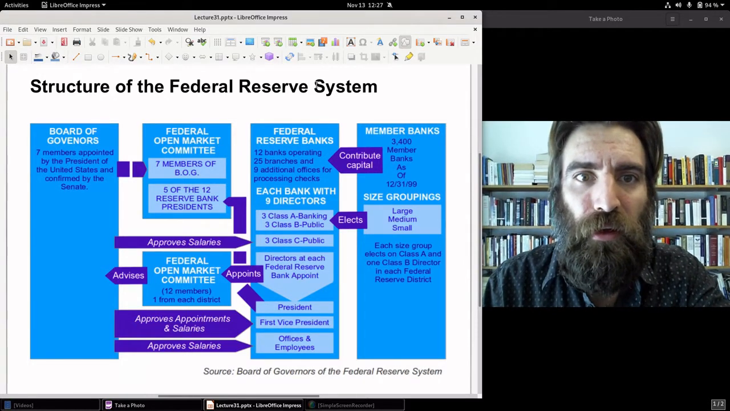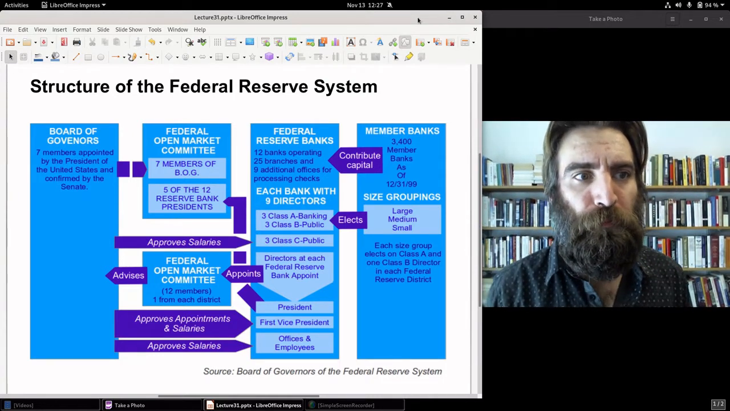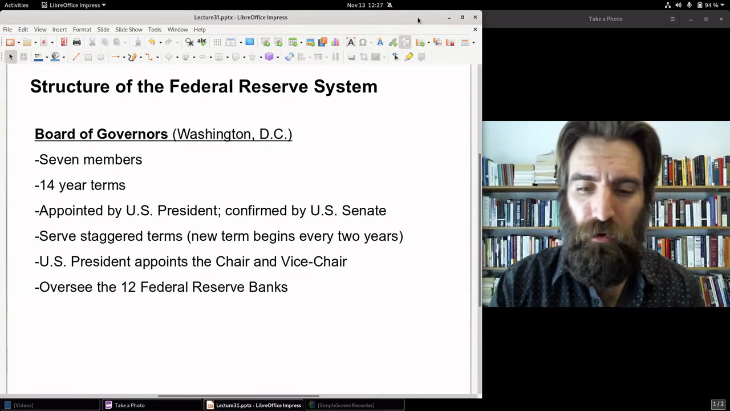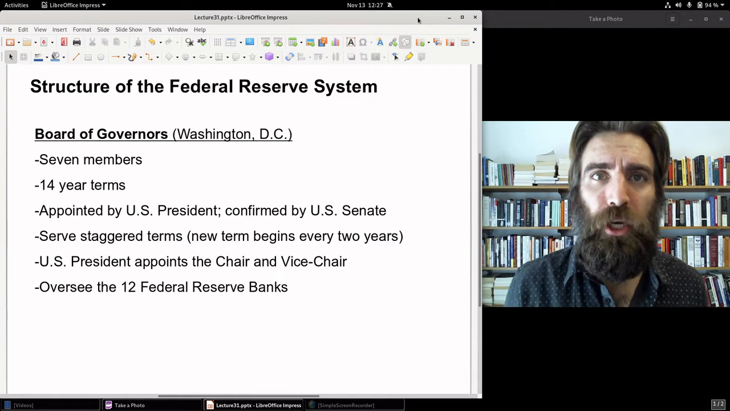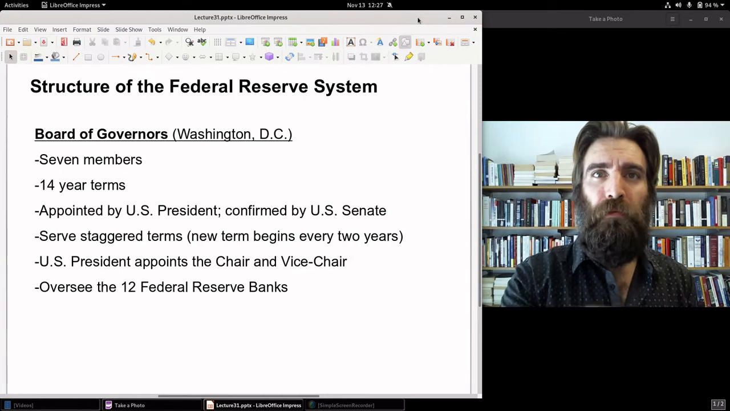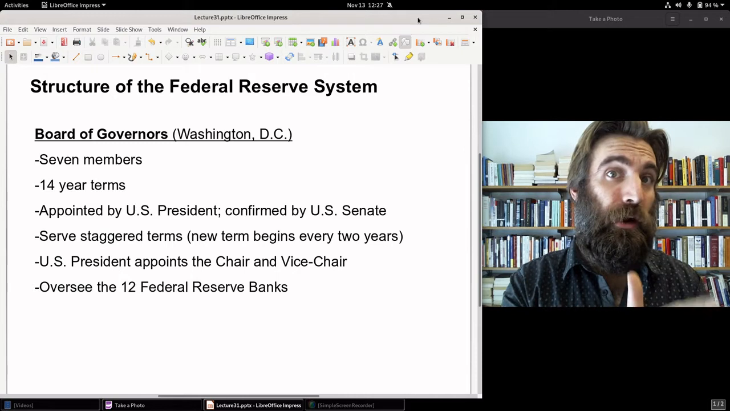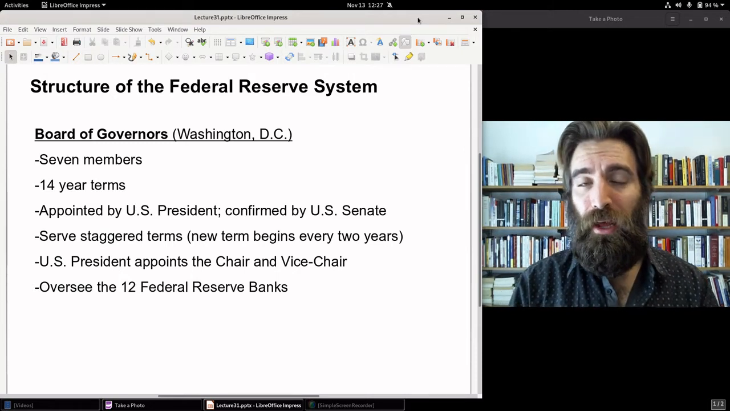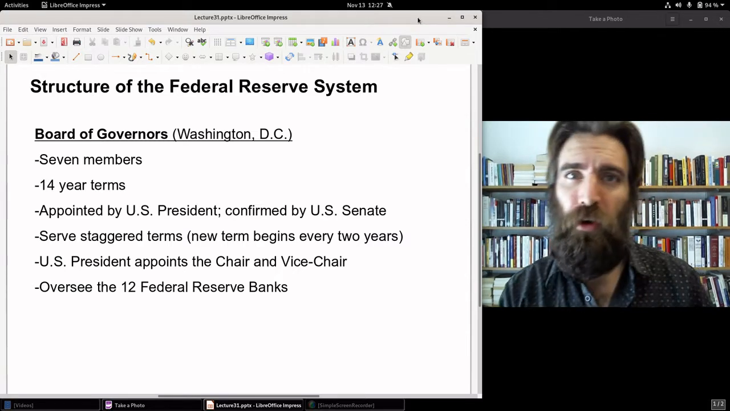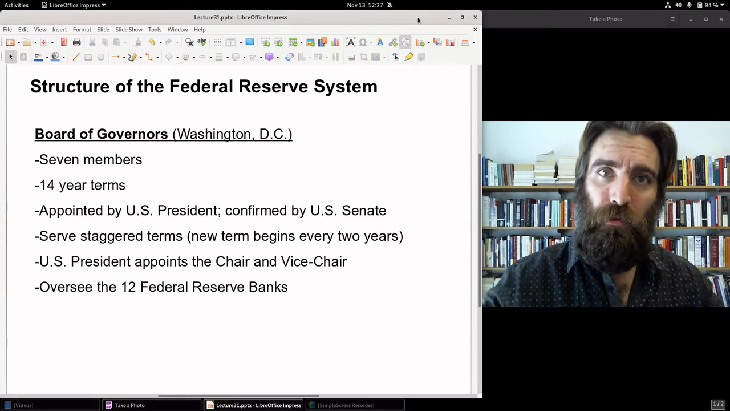You'll notice it says system, and it is a system composed of different parts. First of all, we have a Board of Governors. The Board of Governors meets in Washington, D.C., consists of 7 members who serve 14-year-long terms, and those terms are staggered. So a term begins for one governor every 2 years, and their term begins February 1st. So every 2 years, a new term begins, and it's a 14-year-long term.